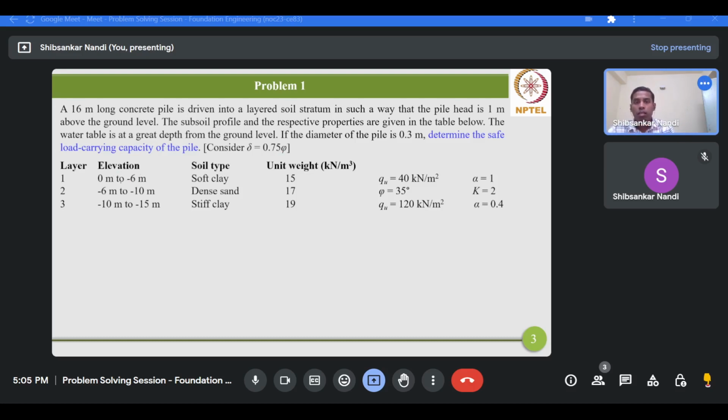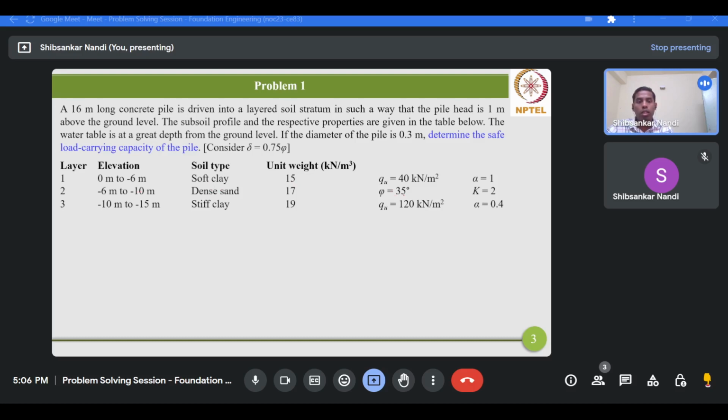This is the subsoil profile. Layer 1 extends from 0 to -6 meter, and the soil type is soft clay, having a unit weight of 15 kilonewton per meter cube, unconfined compressive strength 40 kilonewton per meter square, and adhesion factor 1. The second layer has a thickness of 4 meter, from -6 to -10.